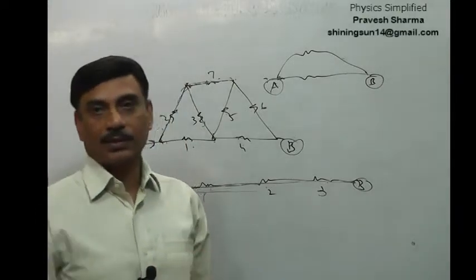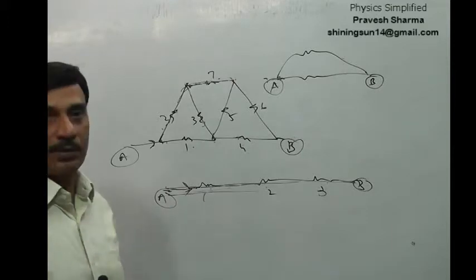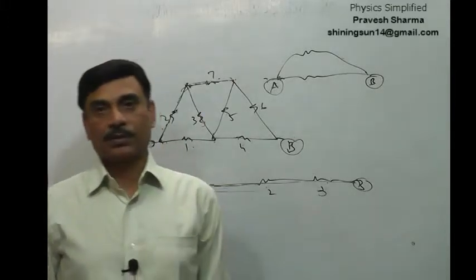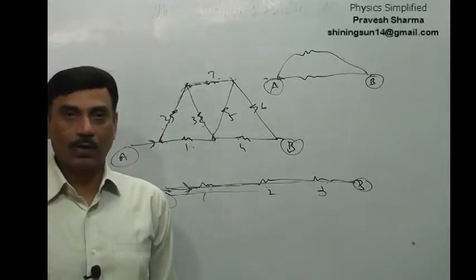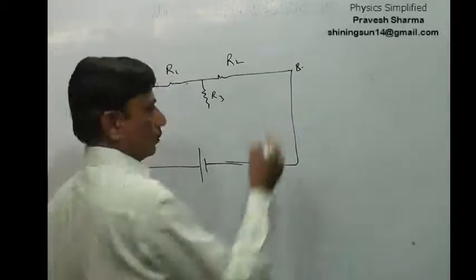So in this network, none of the resistors are in series or parallel. But obviously there are ways to solve it: star delta, Kirchhoff's law, and so many methods. You can find the equivalent resistance, which we'll do later on.